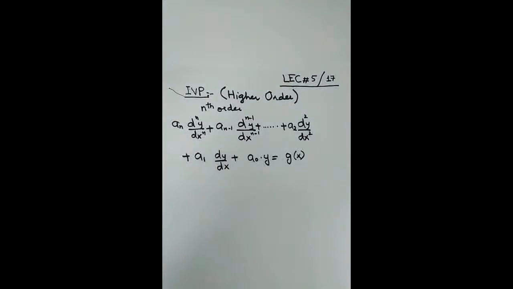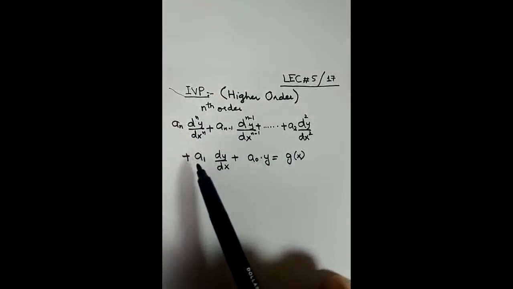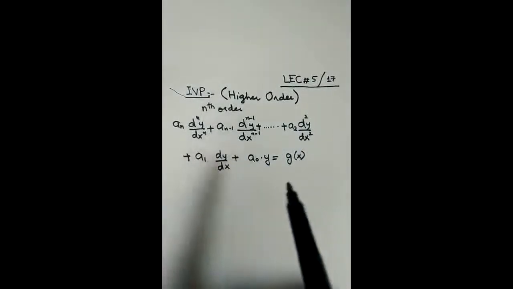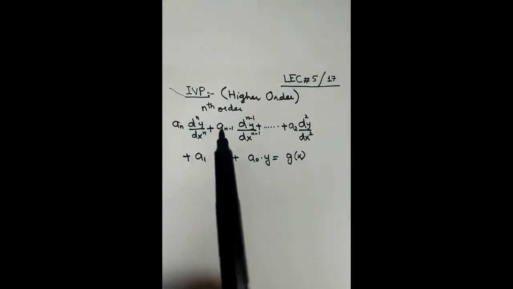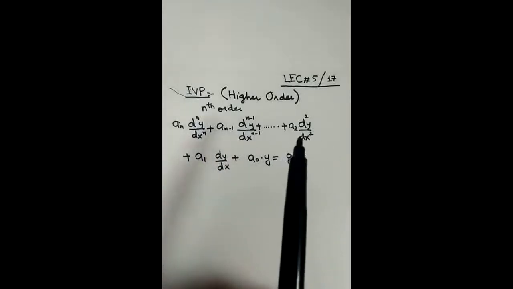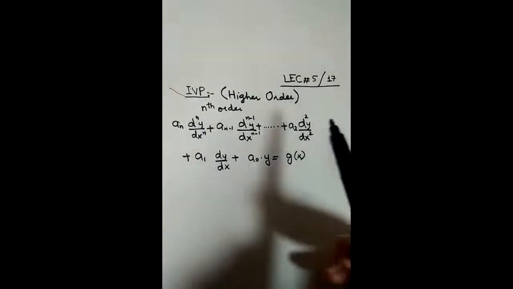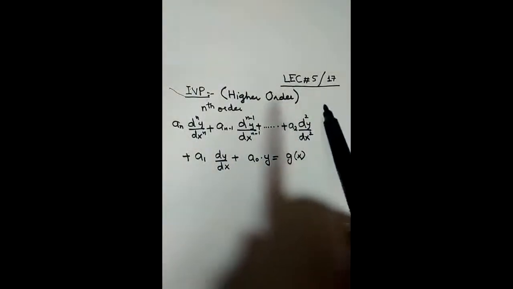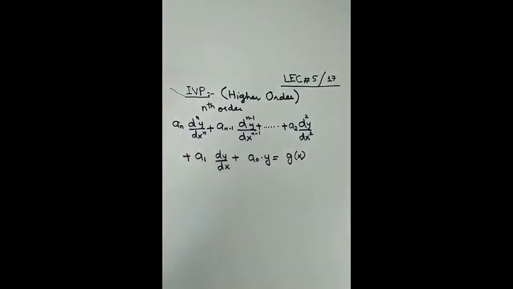Now this equation is the nth order differential equation, and it is linear with three conditions. First condition is that all these coefficients an minus 1, a2, a1, a naught must be functions of the independent variable x. Second condition is that y and all its derivatives must be of degree 1. You can definitely see that y has degree 1, the first derivative has power 1, the second order has degree 1, and all its derivatives should be of degree 1.